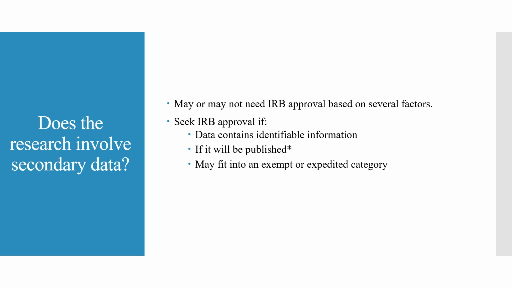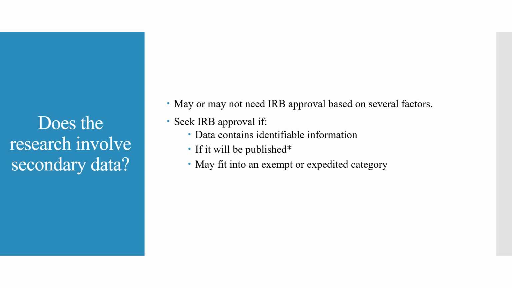Research that involves secondary data is one of those slippery questions when it comes to IRB approval. You might need IRB approval and you might not. It just depends on a few different factors of your study. One case where you definitely will need IRB approval is if the secondary data you're using in your research contains identifiable information. If you remember way back at the beginning of the presentation, the definition of human subjects talks about identifiable private information. So any studies that involve that, you're probably going to want to get IRB approval for.